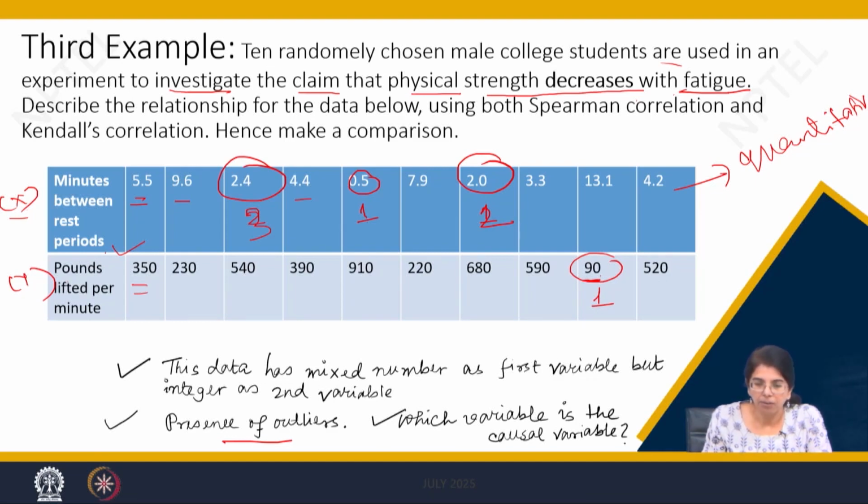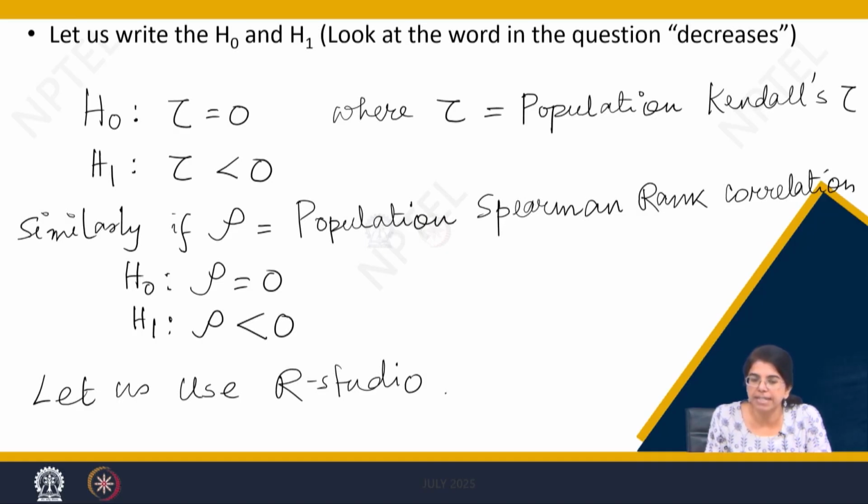Okay. Now, what will be the construction of the test? The null hypothesis will be H naught: tau is equal to 0. What is tau? Tau is the population Kendall's tau, and the alternative hypothesis is tau less than 0. Okay. Why less than? Look at the verb decrease. Decrease means the association is reducing. So, tau less than 0. Similarly, you can make the same test using Spearman rank correlation: rho is equal to 0 against H1, rho less than 0.